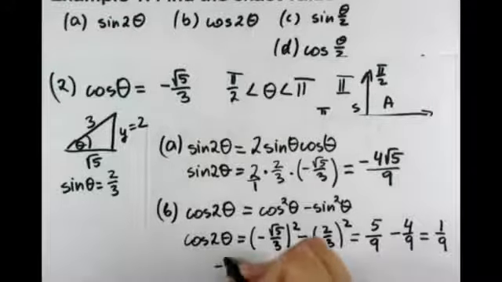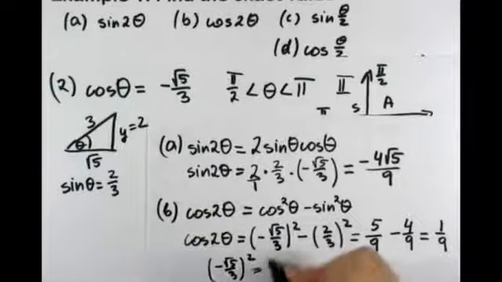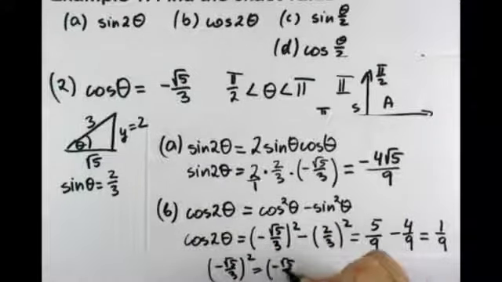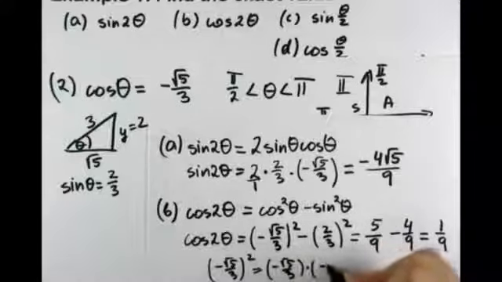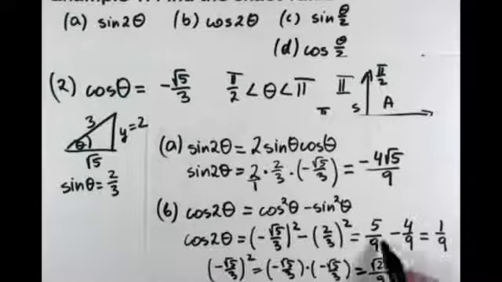And this, if you need refreshment, minus root 5 over 3 squared is minus root 5 over 3 times minus root 5 over 3. Minus minus gives me plus. Root 5 times root 5 gives me root 25 over 9. So this one is 5 nines. That's how I got 5 nines.